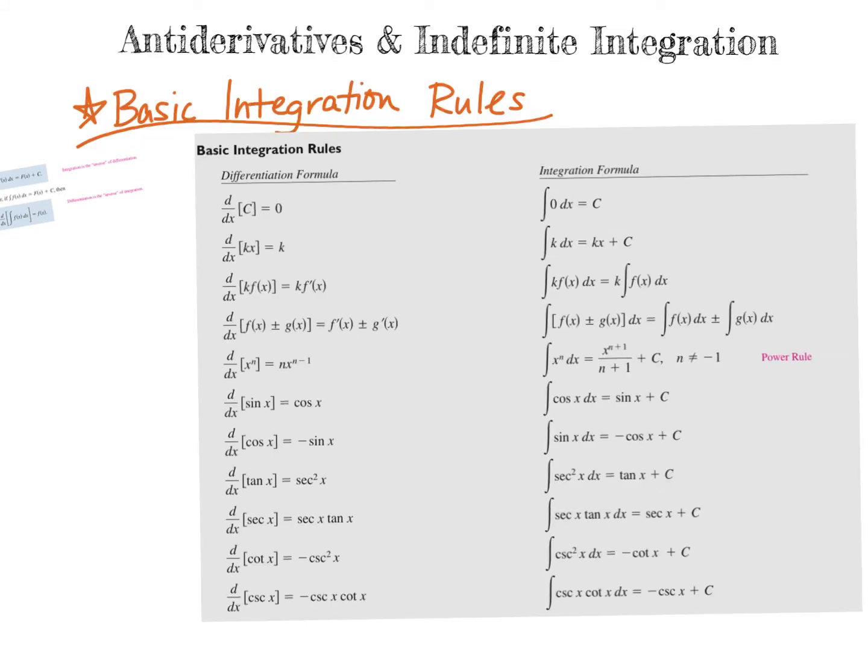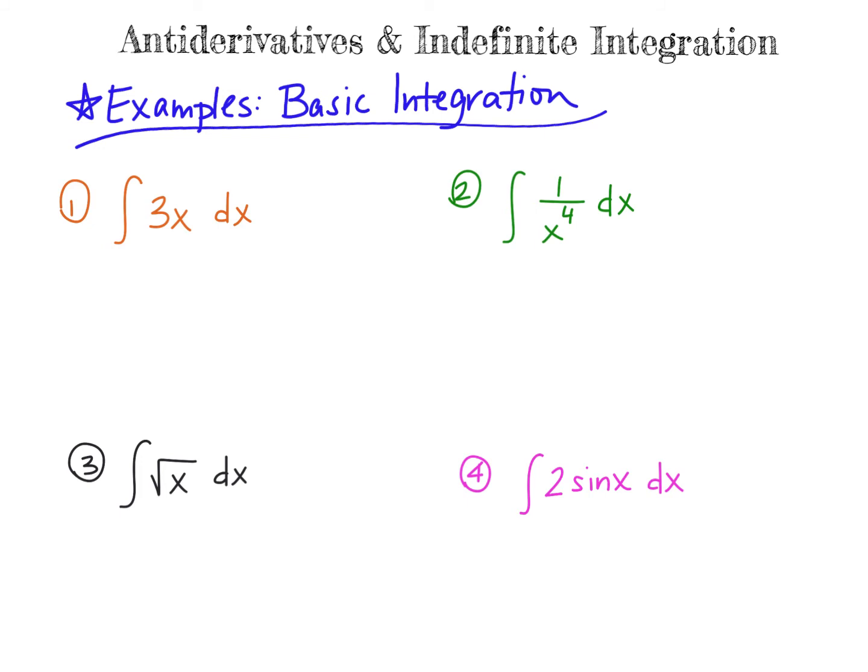Let's put these basic integration rules to the test with some basic examples. In number 1, we want to take the integral of 3x dx. That means we want to find the function such that when we took its derivative, we'll get 3x. I took a little snip from the basic integration rules, and this is the power rule but going backwards. I say it's the power rule going backwards because the power rule is telling us how to take the derivative of x to the n. Sort of backwards, or the inverse of it, is taking the integral of x to the n.